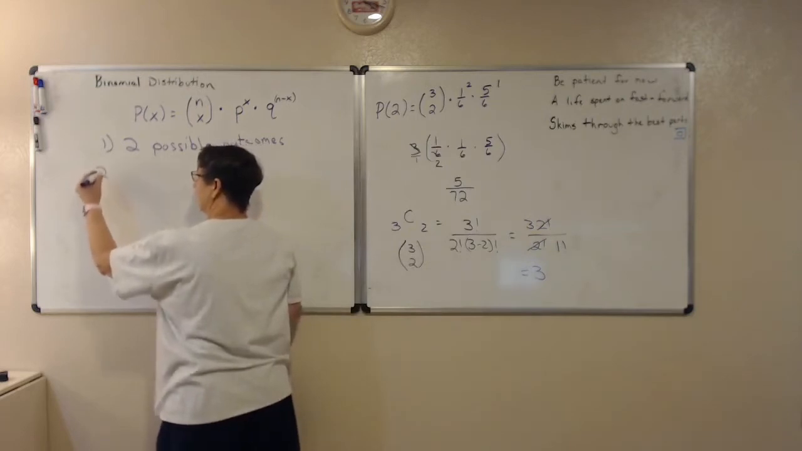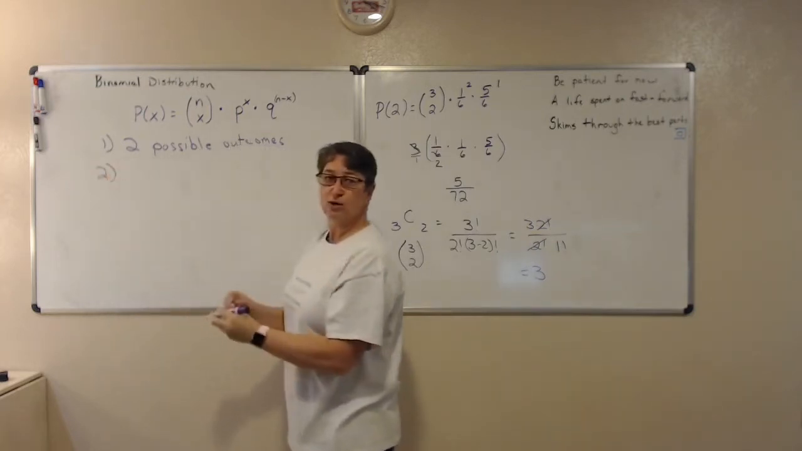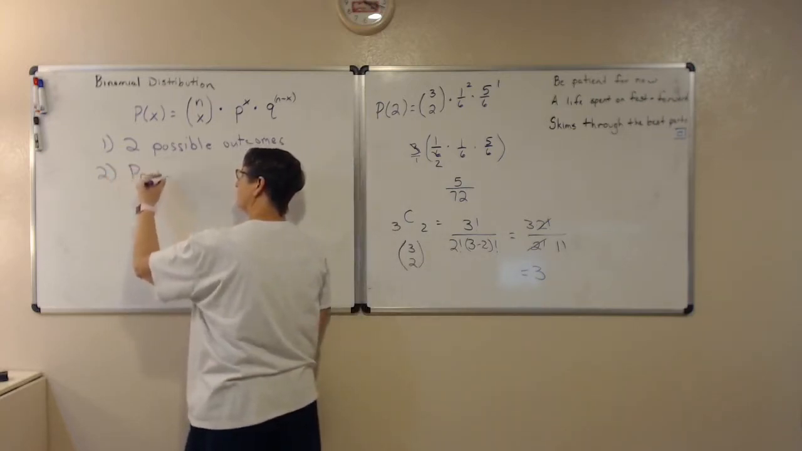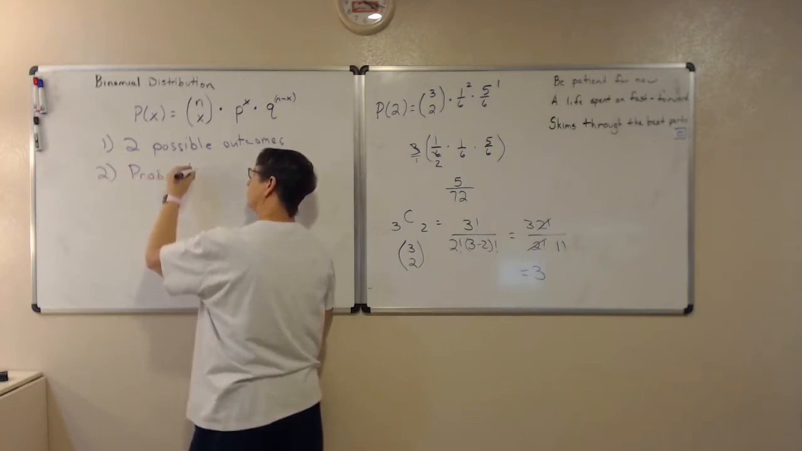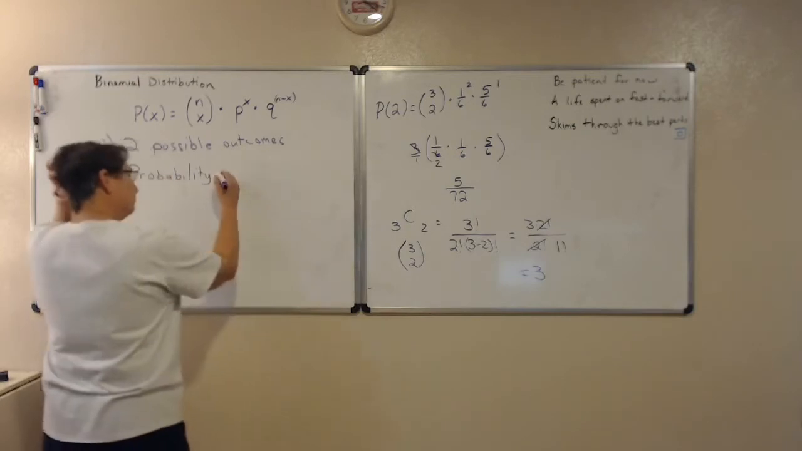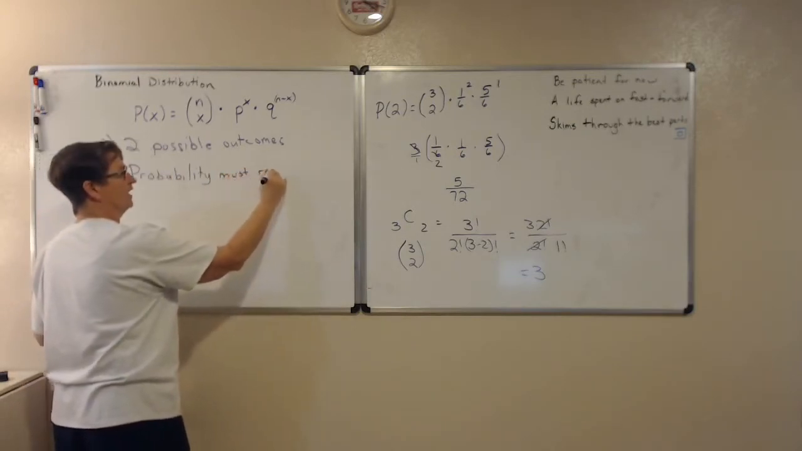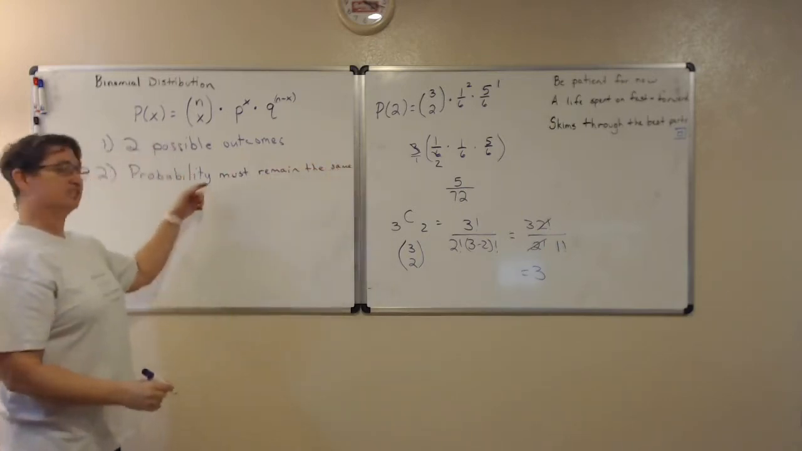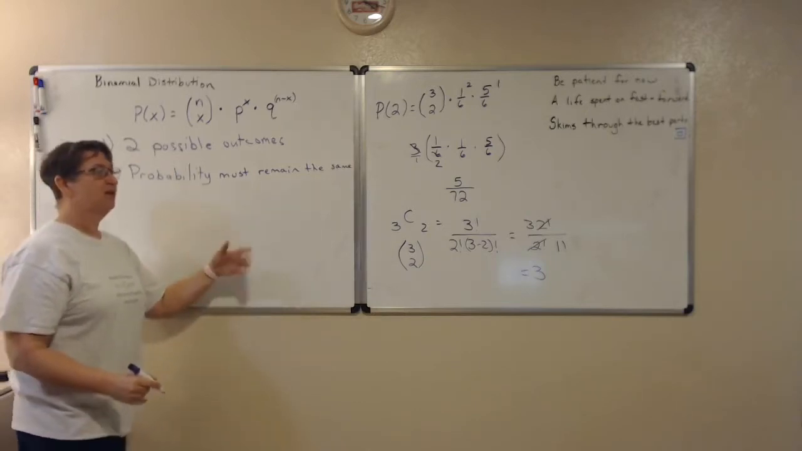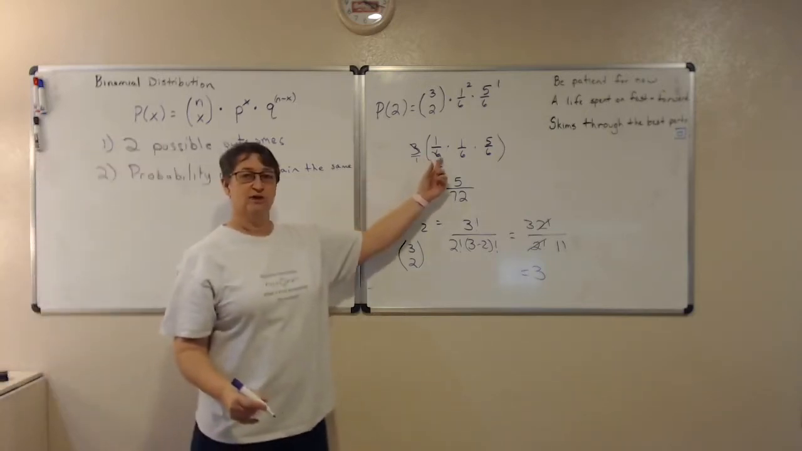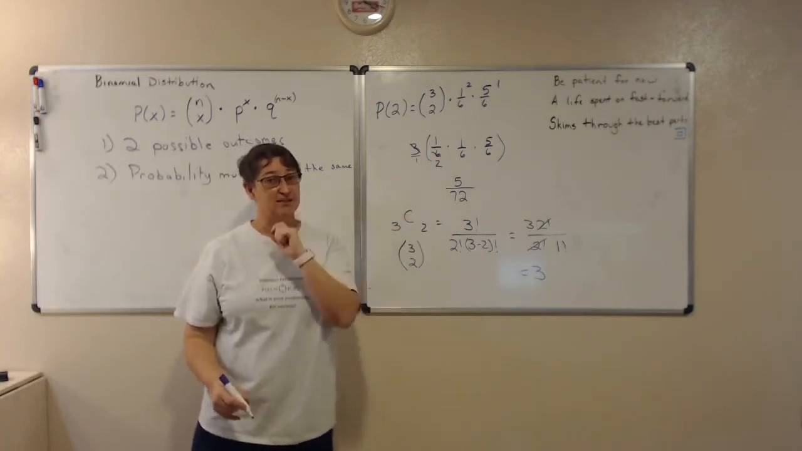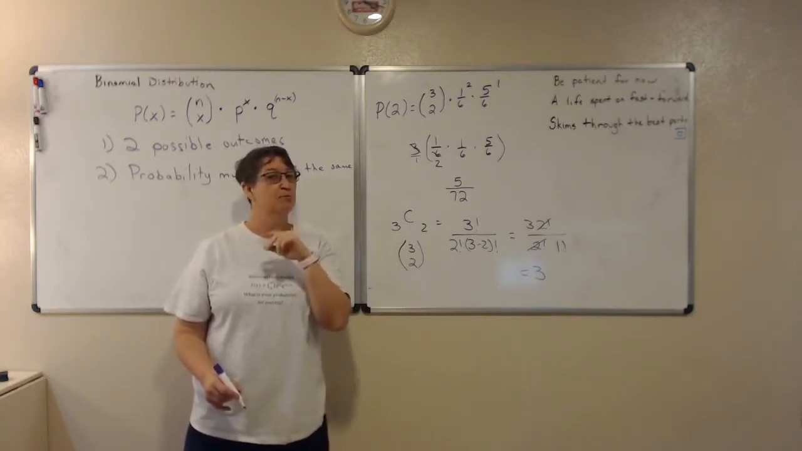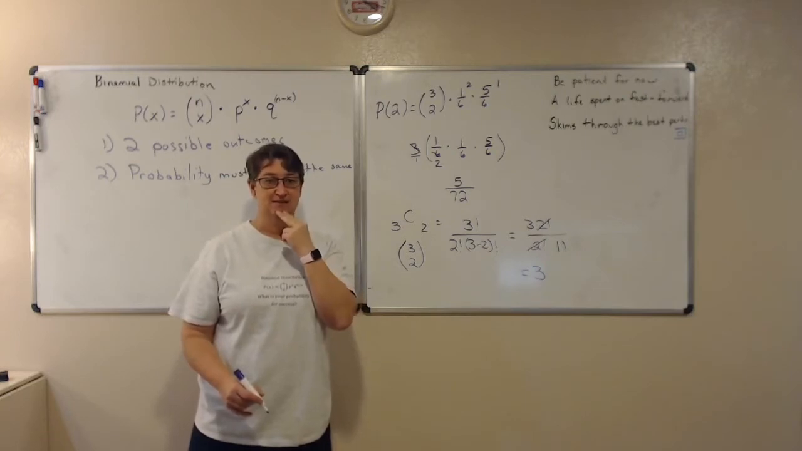Then the second thing that has to happen is our probability must remain the same. So the probability for success has to stay the same each time. Think about when we roll that dice, it's always 1/6. Now think about your 2 tasks that you did. In one of them, the probability stayed the same every time. But in the other one, the probability didn't stay the same.